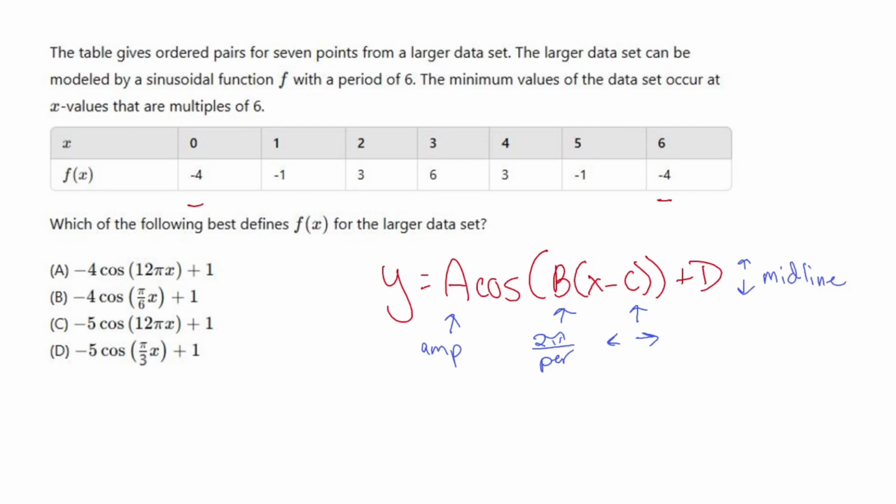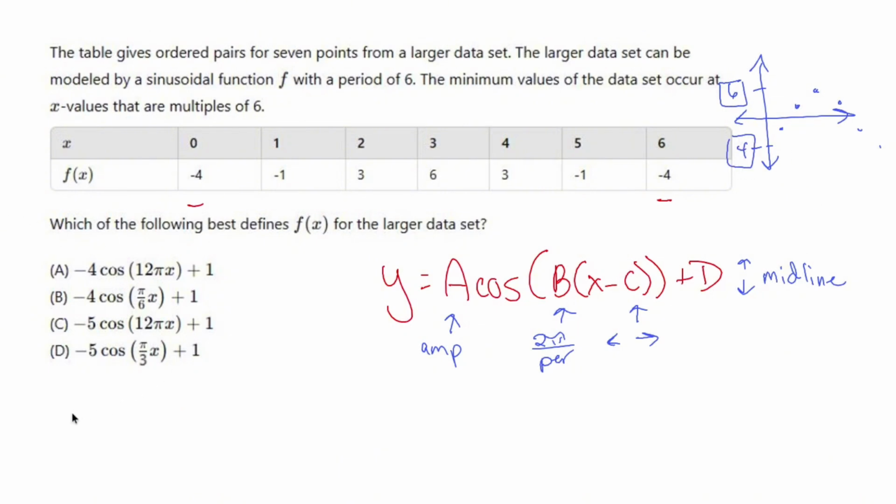Okay, so let's see if we can find stuff out. If I were to graph this out, as best as I can, and it's not going to be pretty, we have 0 at -4, and then 1 is -1, and then 2 is 3, and then 3 is 6, and then 4 is 3, and then 5 is -1, and then 6 is -4. So it looks like we do have a cosine function that starts down here, bottoms out at -4, peaks at +6. So we have to find our amplitude based off of this number and that number, which will also help us find our midline.